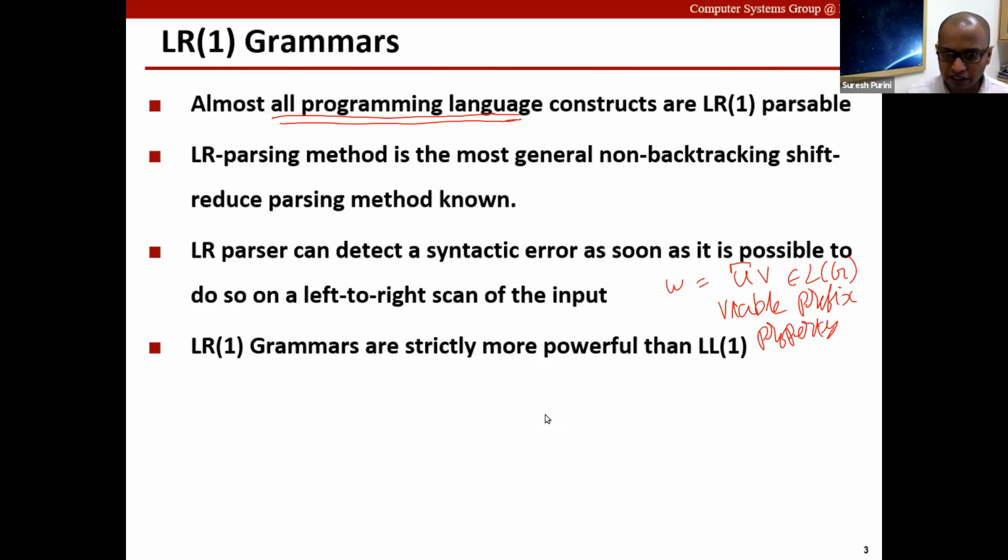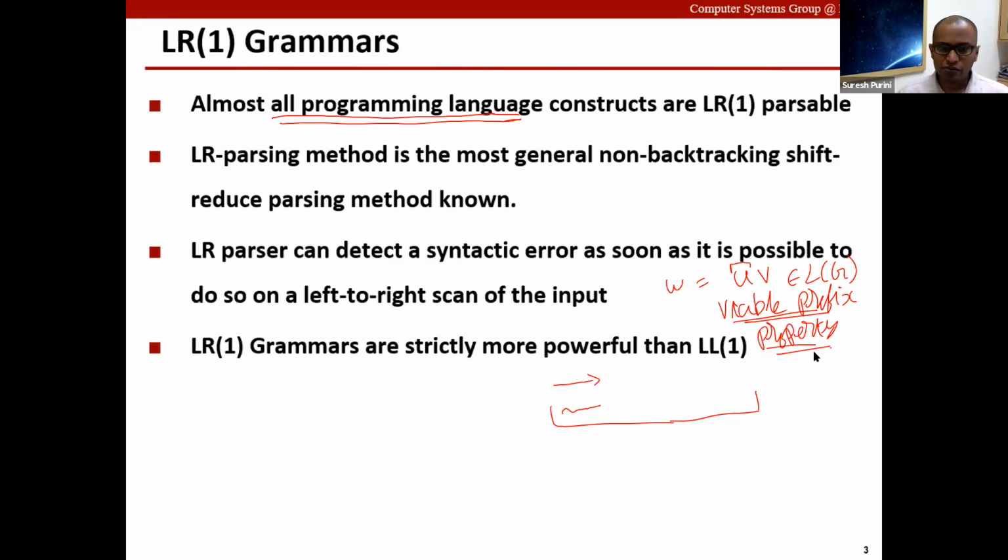So if this is an input string, the parser keeps reading as long as there are extensions of this prefix which take us to a string present in the language described by the context-free grammar. But as soon as it hits a prefix for which there exists no valid extension, immediately the parser recognizes it as an error. This is what is called the viable prefix property.